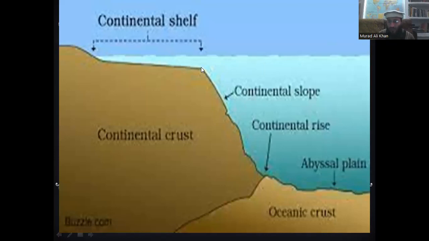Once again, this continental slope is part of the continental crust. Same is the case with the continental shelf. But after the continental slope, the continental crust or the continental plates end here. So if you define the continental shelf geologically, this is the part of a continental plate which is normally submerged under shallow ocean water. And the continental slope is the part of the continental crust or plates which is submerged under deep water.